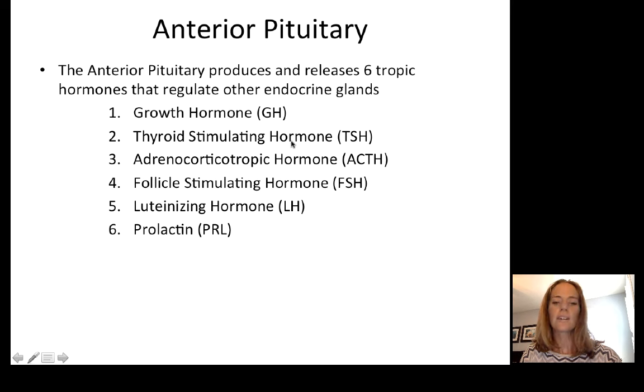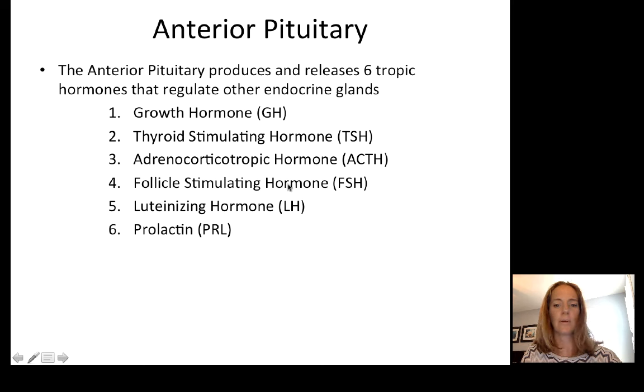So the anterior pituitary then has 6 hormones that will be affected by the hypothalamus. Growth hormone, which can be affected by GHRH and GHIH in the hypothalamus. Thyroid stimulating hormone, which will be affected by TRH in the hypothalamus. ACTH, adrenocorticotropic hormone, which will be affected by CRH from the hypothalamus.